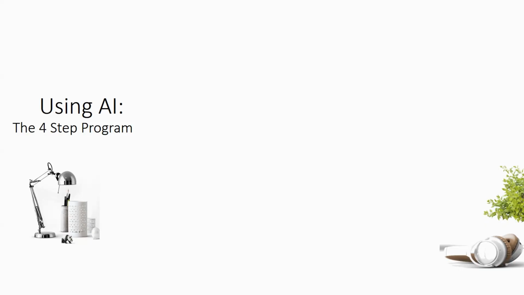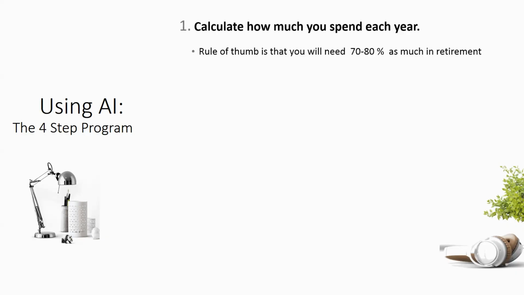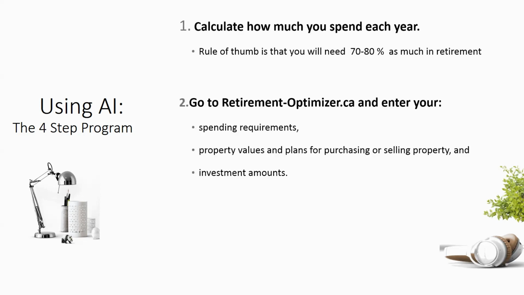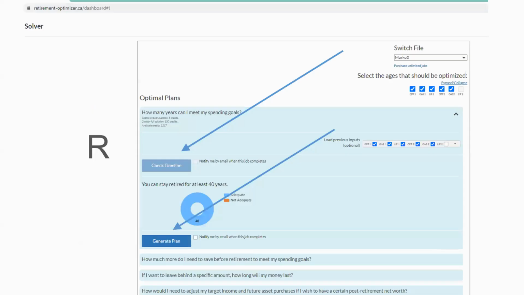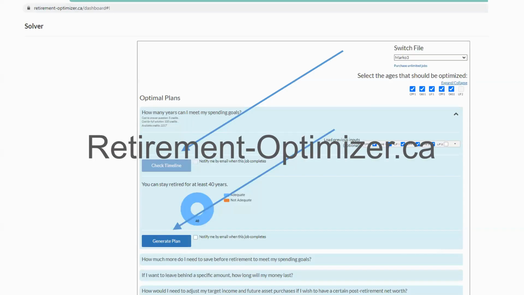Retirement-Optimizer.ca. It makes calculating the best possible retirement plan for you so simple. Again, those 4 steps are: calculate your spending requirement, enter in that information and your property values and investment amounts, press 2 buttons, check timeline and generate plan. And that will produce your best financial retirement plan. Look at that plan and feel a lot less anxious and relaxed. 2 buttons. It's never been easier. Retirement-Optimizer.ca.